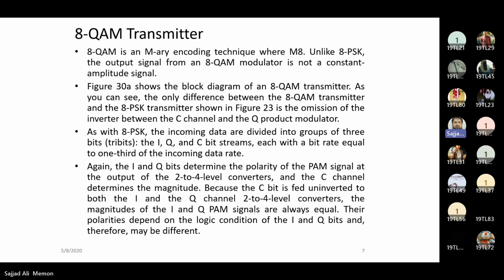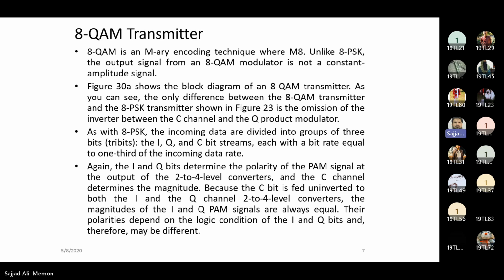So first, let's see the 8QAM transmitter. That is an M-ary encoding technique where M is equal to 8. Unlike 8PSK, the output signal from an 8QAM modulator is not a constant amplitude signal. Now, as we are modulating amplitude as well as phase, QAM cannot be said to be a constant amplitude modulating signal. It's non-constant because we are also modulating amplitude for the information. So it's different from 8PSK.